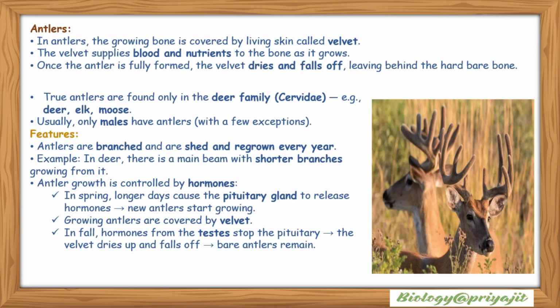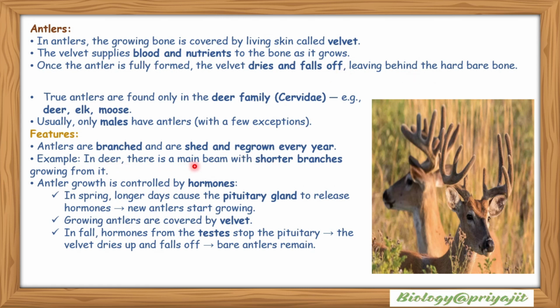Antlers. In antlers, the growing bone is covered by living skin called velvet. The velvet supplies blood and nutrients to the bone as it grows. Once the antler is fully formed, the velvet dries and falls off, leaving behind the hard, bare bone. True antlers are found only in the deer family, Cervidae. Examples: deer, elk, moose. Usually only males have antlers, with a few exceptions. Features: antlers are branched and are shed and regrown every year.